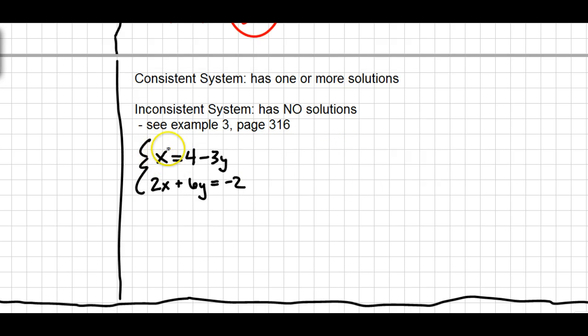I see that I've got a single variable, so I'm going to substitute this expression in for x into that equation. So I'm going to rewrite that bottom equation as 2 times (4 minus 3y) plus 6y equals -2. I can go ahead and distribute here. 2 times 4 is 8. 2 times -3y is -6y, plus 6y.